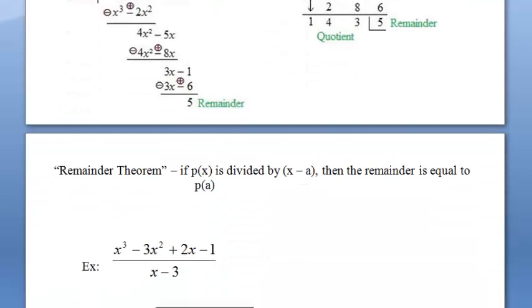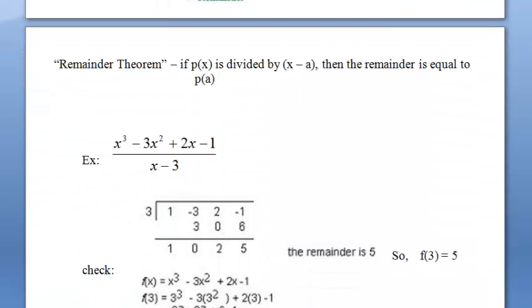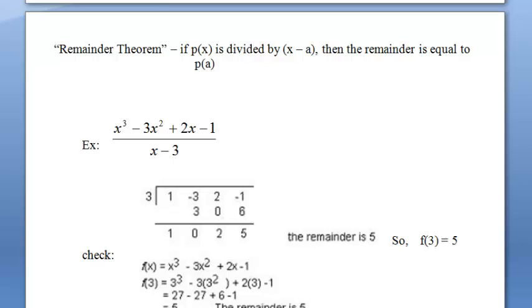All right, let's talk about what else synthetic division can do for us. It gives us this thing called the remainder theorem. If p of x is divided by x minus a, then the remainder is equal to p of a. Well, we're going to see what that means in just a second, but first let's talk about it. Here's the example right here. I have x cubed minus 3x squared plus 2x minus 1 divided by x minus 3. I'm going to try to make sense of that remainder theorem.